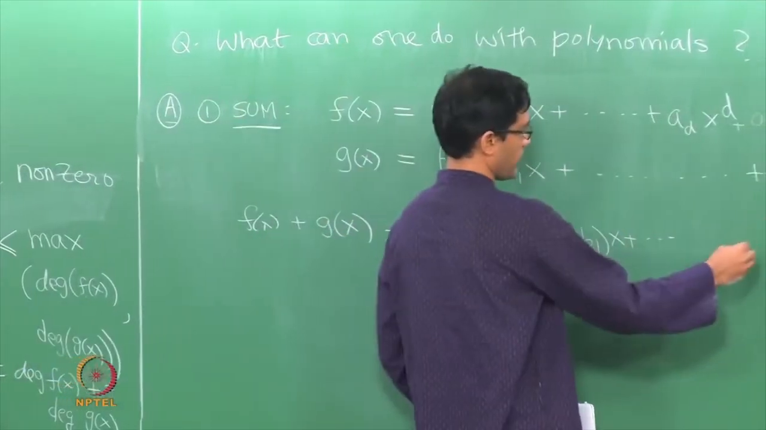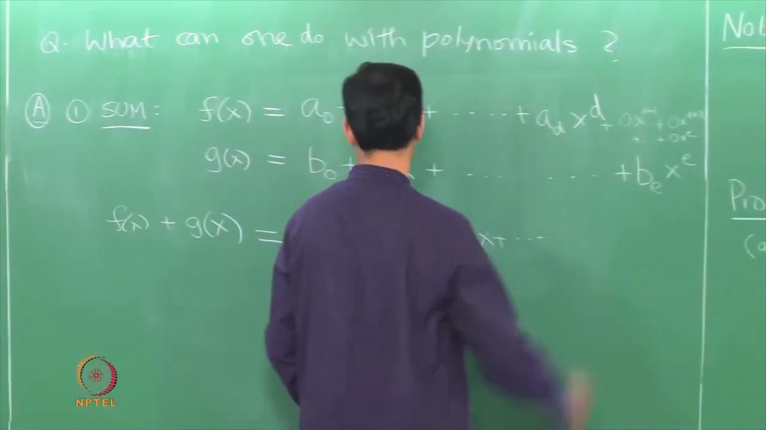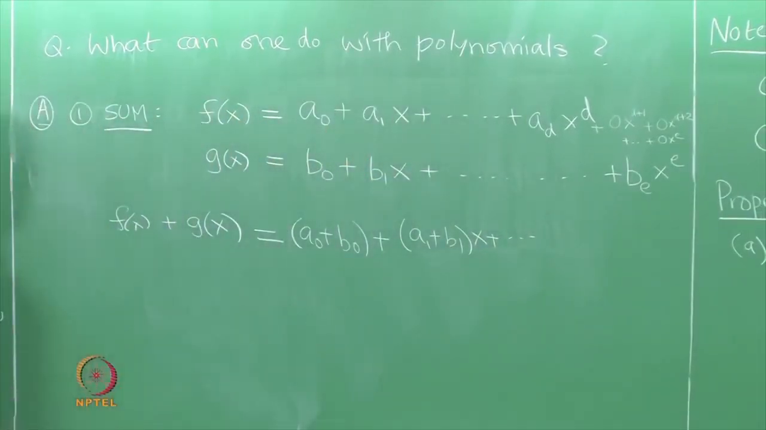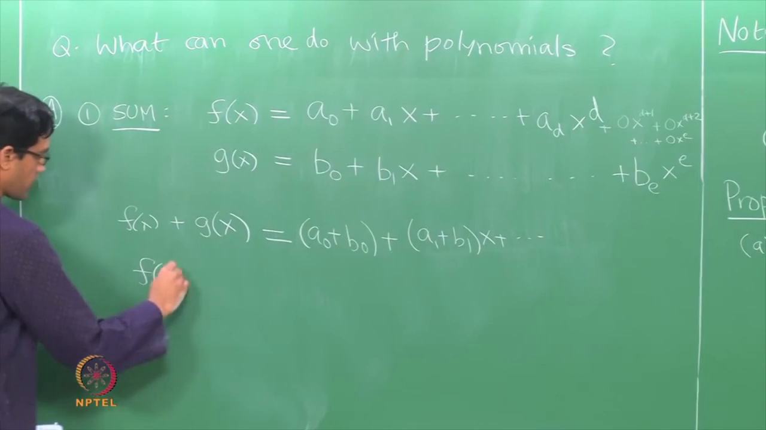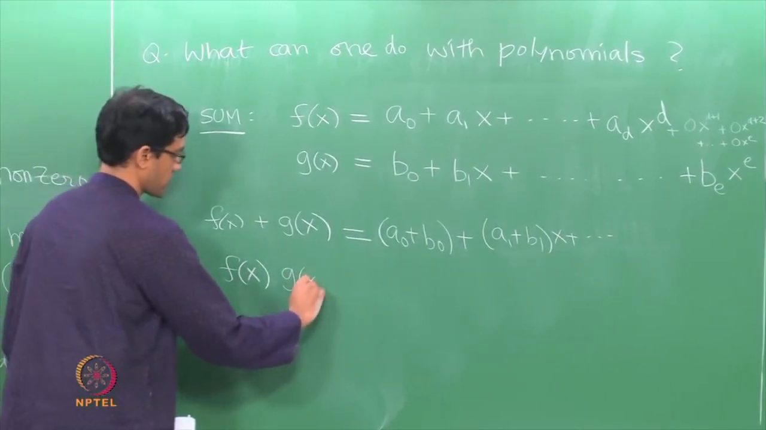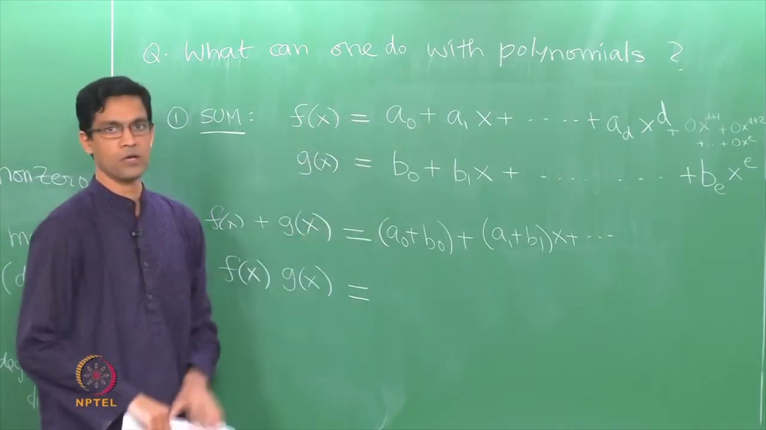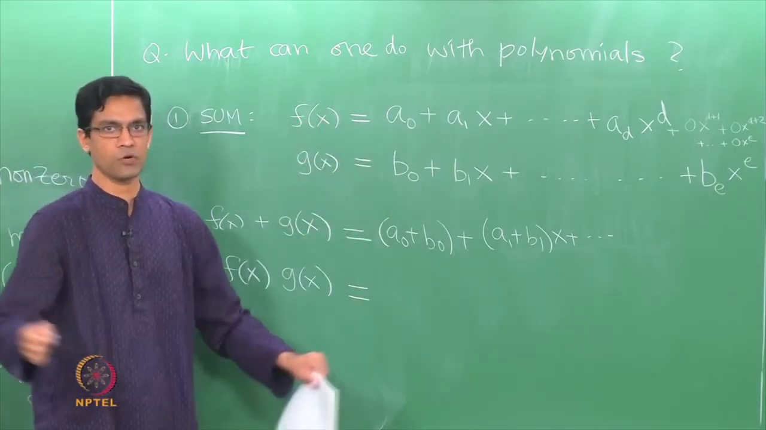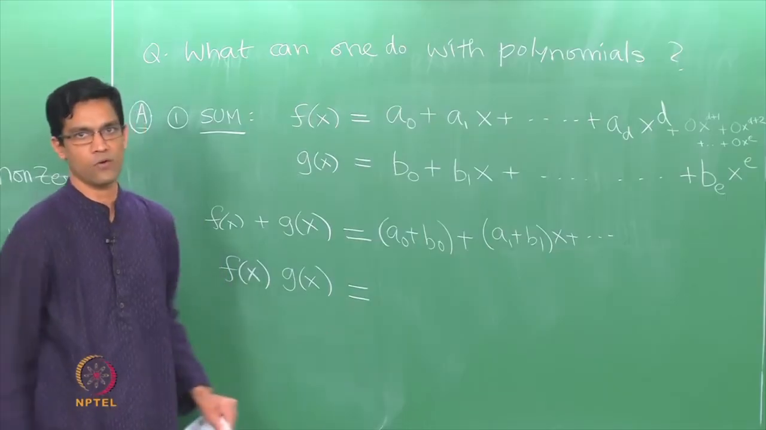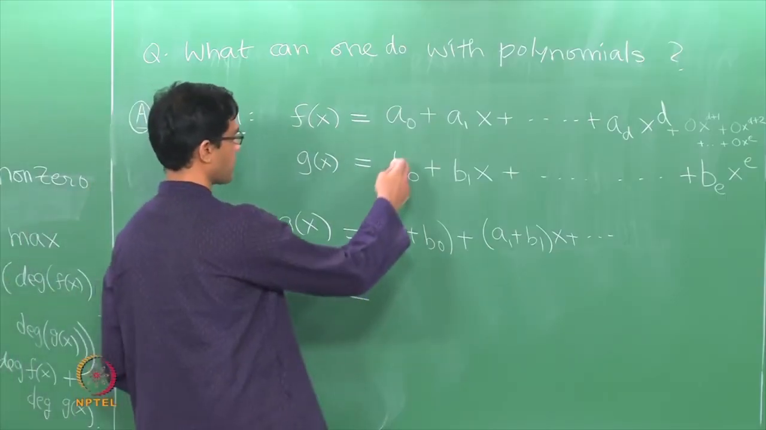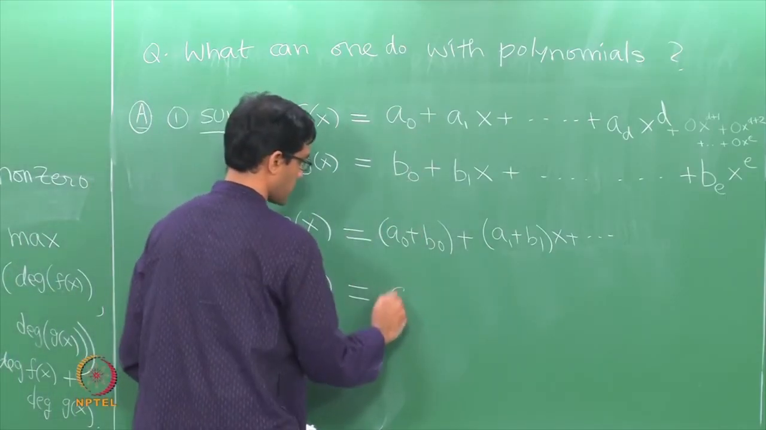You just keep going all the way till you reach the highest power of x. I'm not being too formal about this. And similarly, the product again is the familiar operation, f of x times g of x. You write these two things out, and then you just use the distributive law and expand the whole thing out. So when you do this, I'll multiply these two things out.